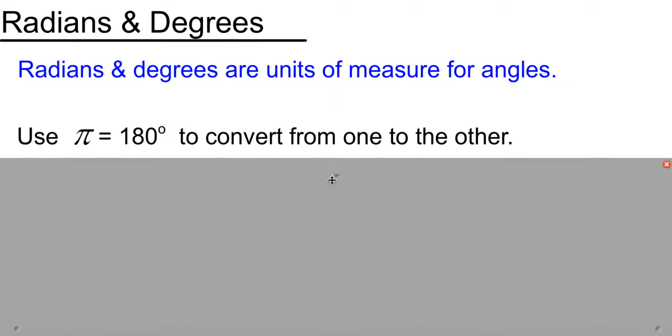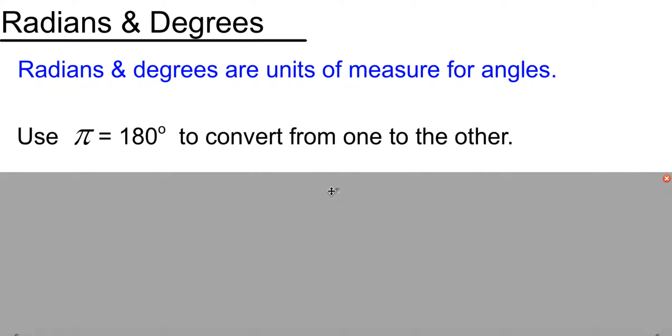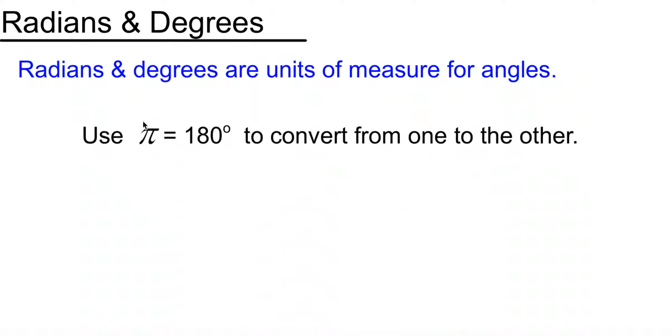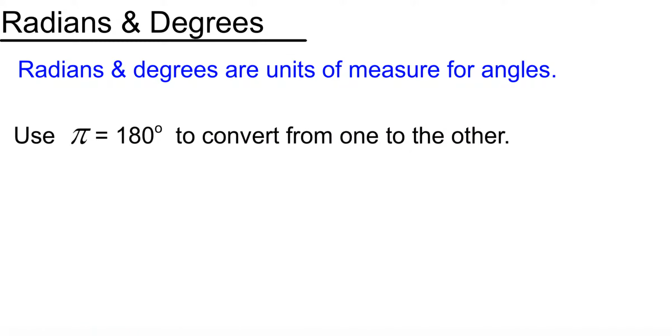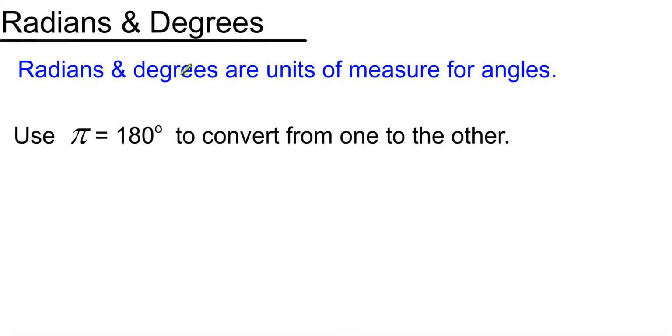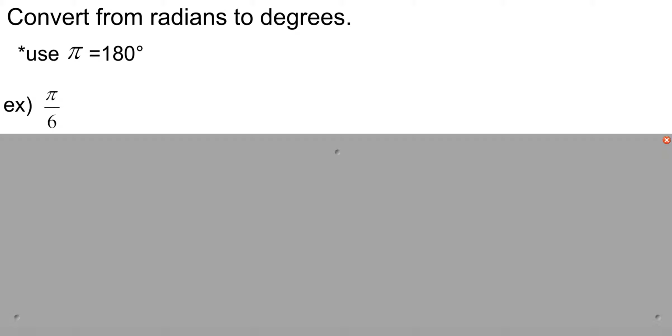So we're going to use the fact that pi is equal to 180 degrees to convert from one to the other. That's the conversion factor we want to keep in mind. Pi is equal to 180 degrees right here. Let's highlight that. Pi equals 180. So let's start by using radians and converting those to degrees.